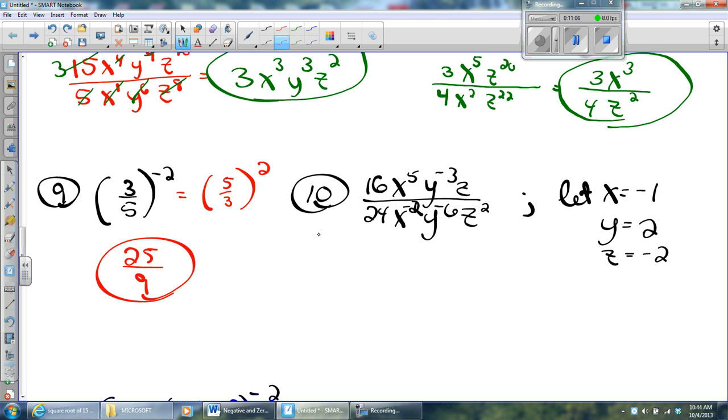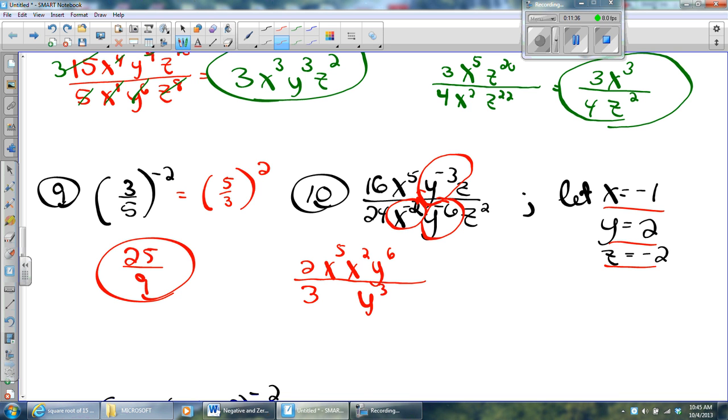Sometimes we have to do something like number 10, and then we're going to have special values for x, y, and z. Well, let's simplify as much as possible here. Looks like 16/24 is going to be 2/3, I believe. I divide them both by 8. This guy here is going to the numerator. So I'm going to have an x to the fifth and an x squared. These guys are switching places. They both have negative exponents, right? And so I'm going to get a y to the sixth over a y cubed. And then I've got z over z squared.